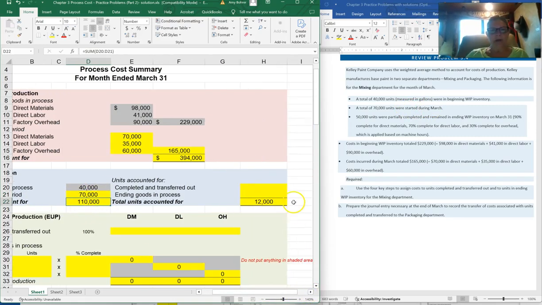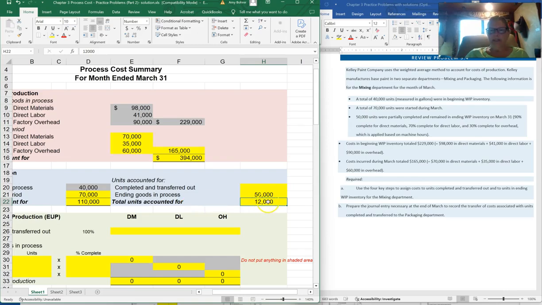Then we need to come over here and say, okay, how many units have we accounted for? And it says that 50,000 units were partially completed and remain in ending work in process. So we know that 50,000 units are in ending work in process. Okay, so I have 110,000 over here and 50,000 over here. These two numbers have to equal. And so they didn't give us the number of units that were completed and transferred out. So we have to back into it.